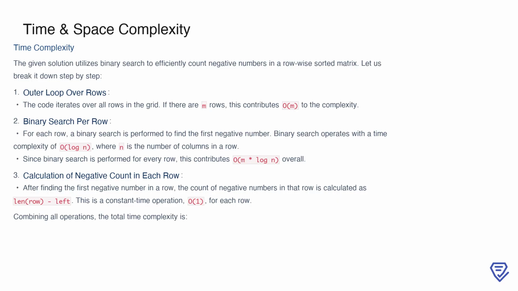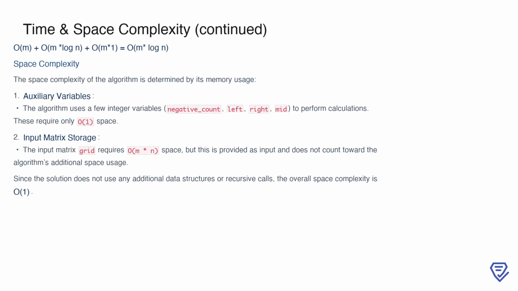Together, these simplify to m * log n. The final expression for time complexity is m plus m * log n plus m * 1, which simplifies to m * log n. Now, let's consider the space complexity.